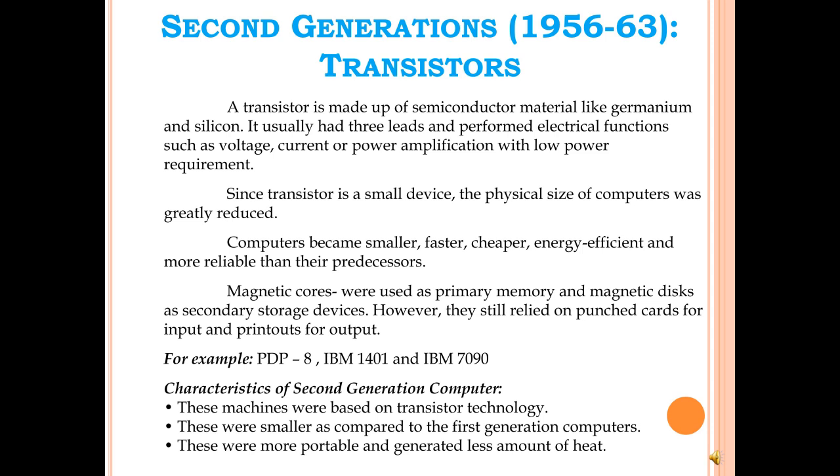This is one of the best characteristics, because the first generation of computers used to produce more and more heat due to its work, and in the place where the computer was located, the heat produced due to the vacuum tubes was very heavy. So the heat got reduced in the second generation of computers.